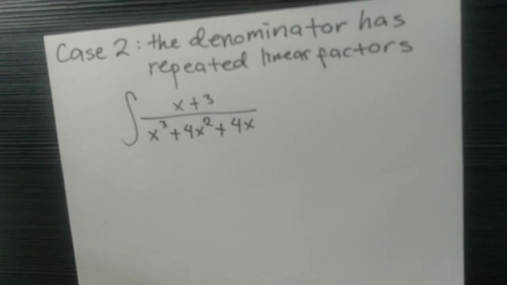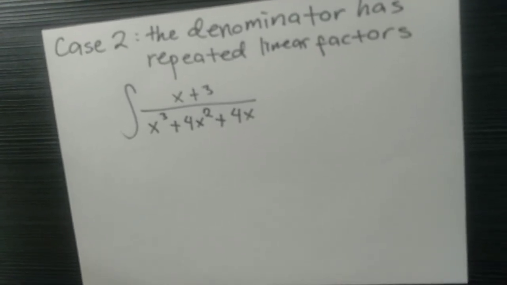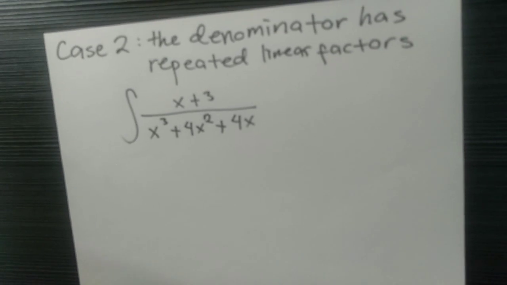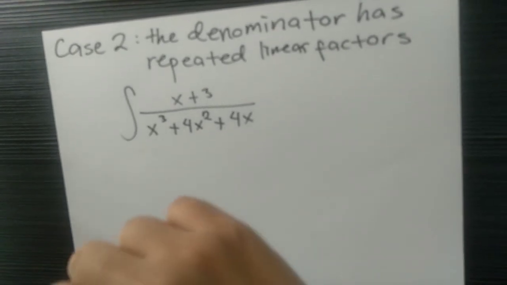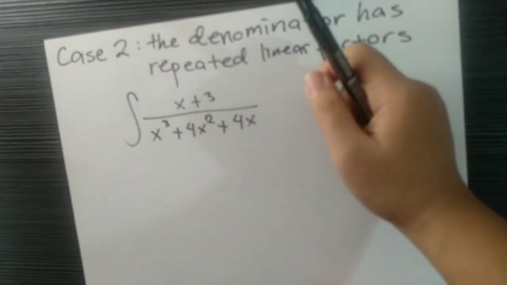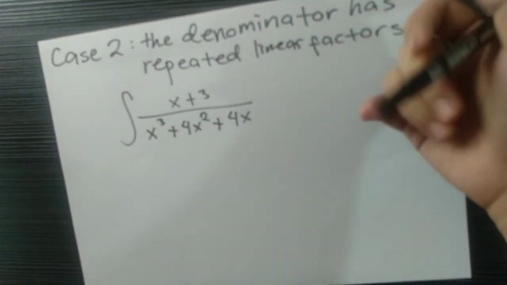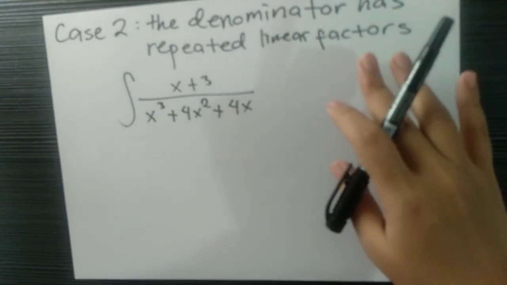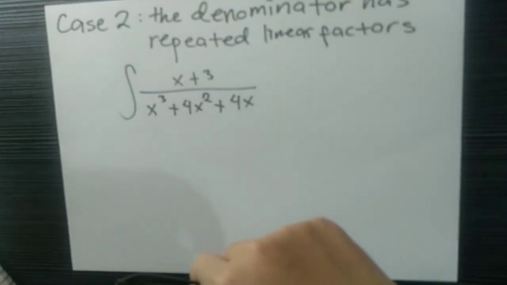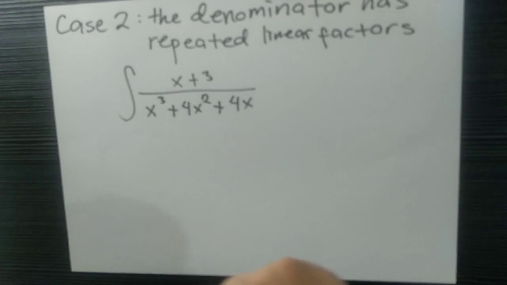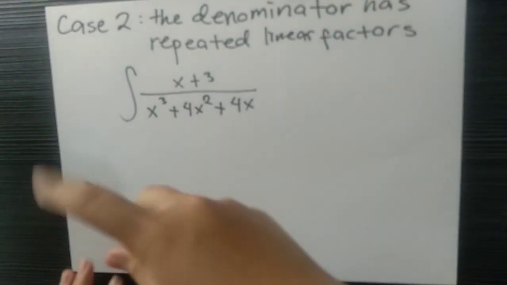For today's video, our case 2 now is the denominator has repeated linear factors. Since the degree of the numerator is less compared to the denominator, we will no longer use the long division method. So now let's decompose the equation into partial fractions.